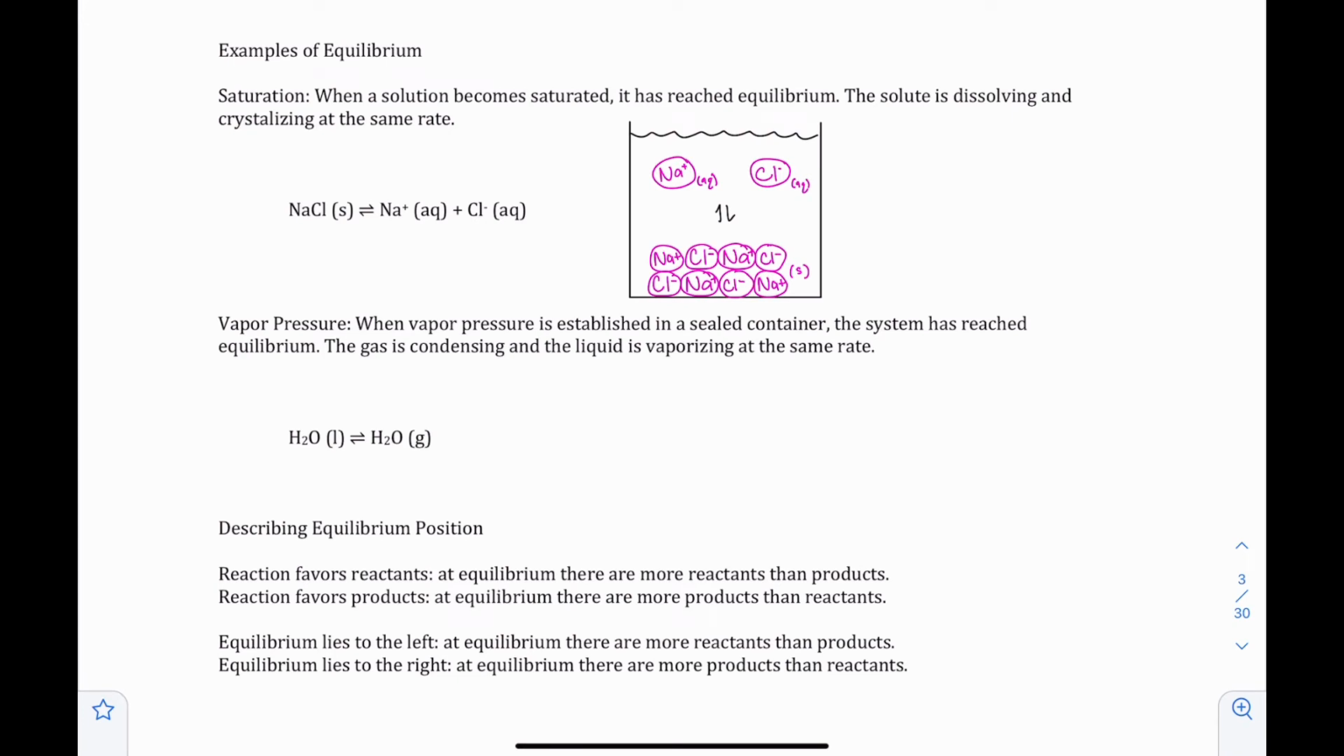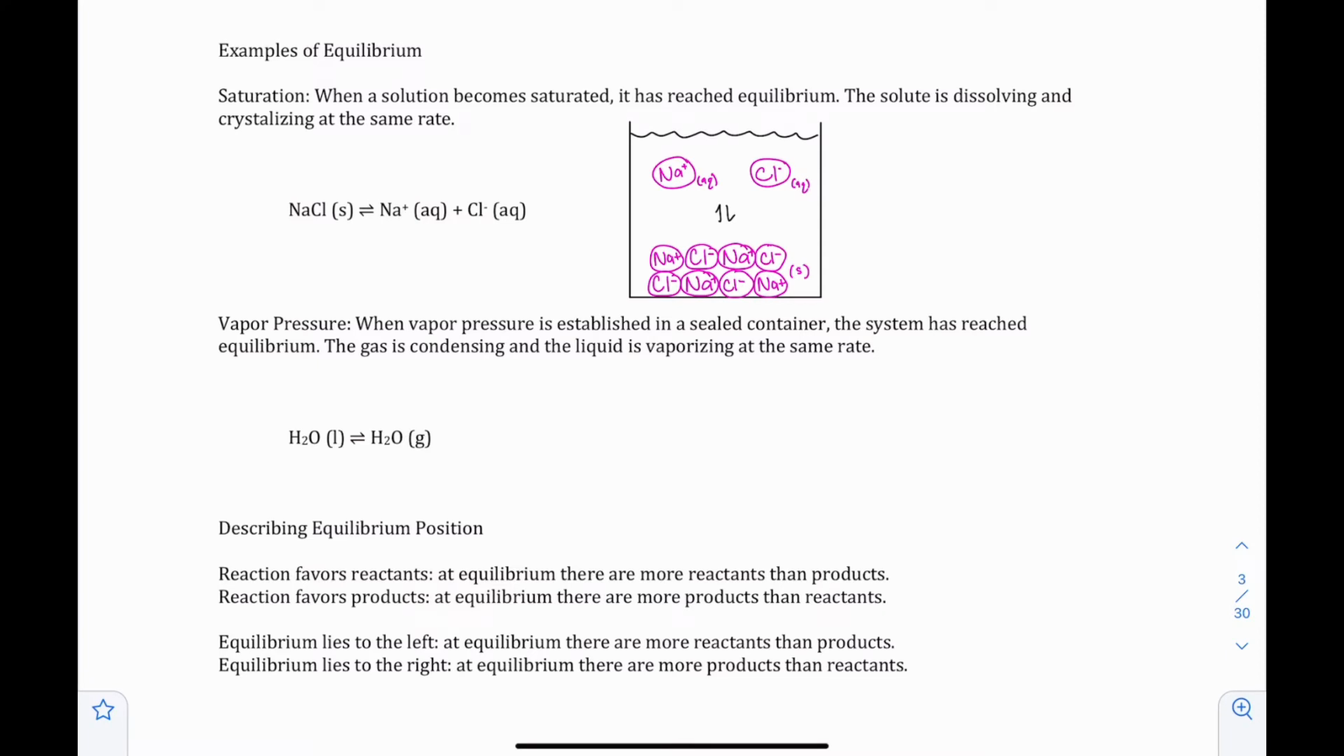So let's go over a few examples of equilibrium. The first is a saturated solution. When a solution becomes saturated, the rate that the solid solute dissolves into its aqueous ions equals the rate that the aqueous ions crystallize back into solute.